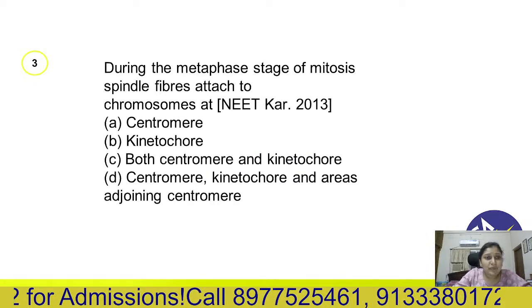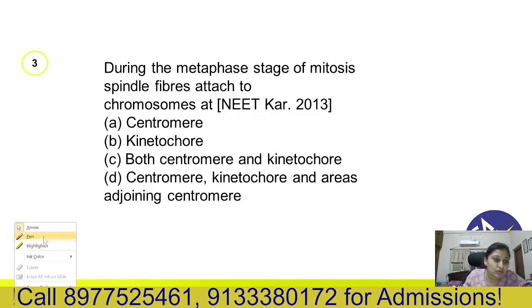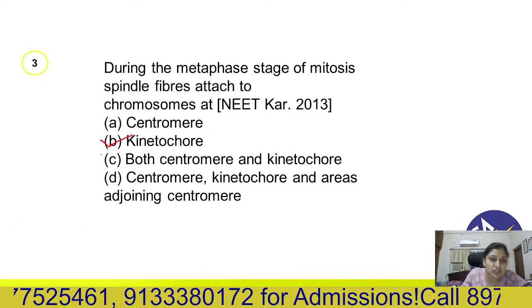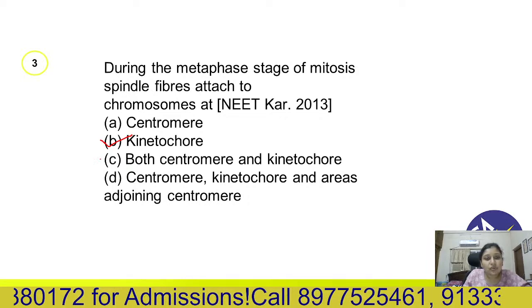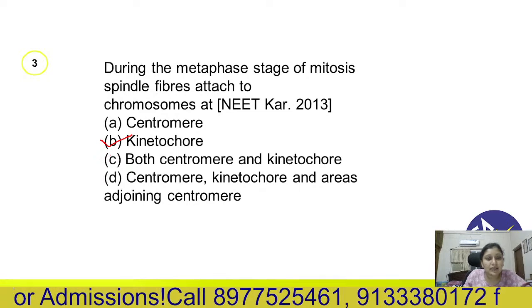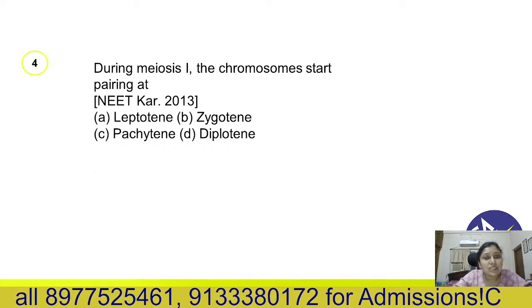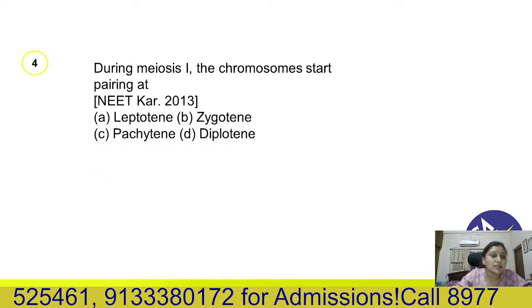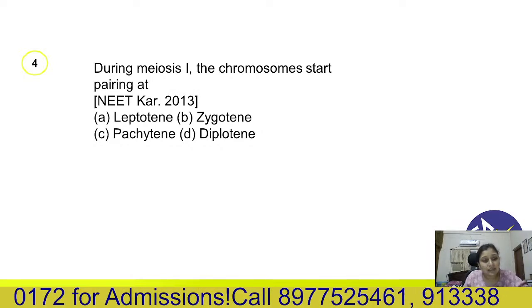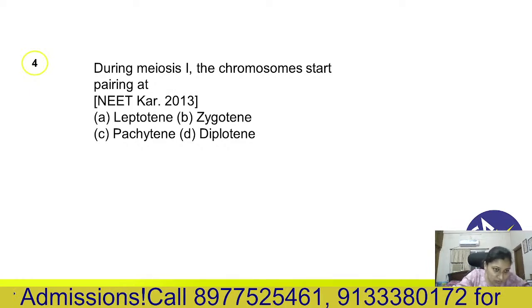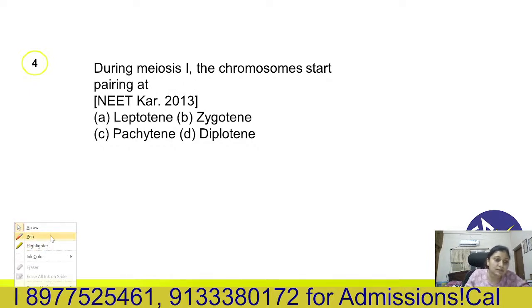During the metaphase stage of mitosis, the spindle fiber attaches to the chromosome at kinetochores. Kinetochores are disc-like structures at the centromere region, the areas adjoining the centromere. So they attach at the kinetochore. During meiosis, where does chromosome pairing start? Pairing is started in zygotene, with synaptonemal complex formation. Synapsis starts in zygotene.